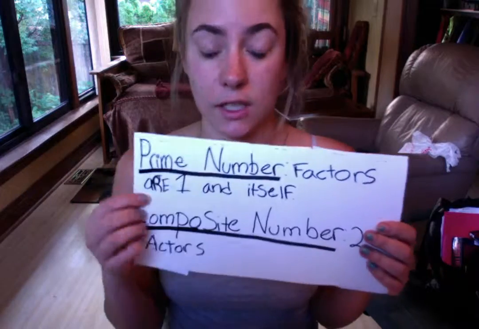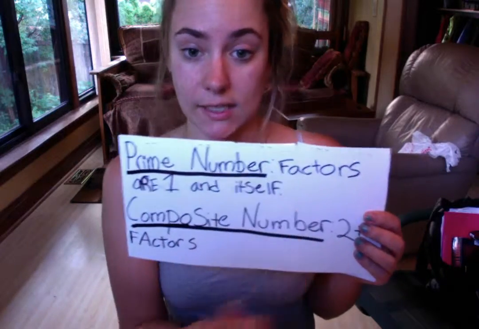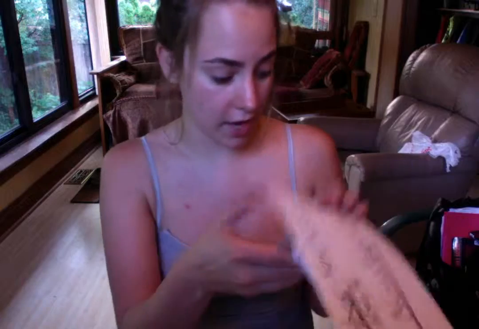This chapter is about prime and composite numbers as well as testing for divisibility. First, I'm going to explain to you what a prime and composite number are. A prime number is a number that has factors only of 1 and itself. A composite number has 2 or more factors.